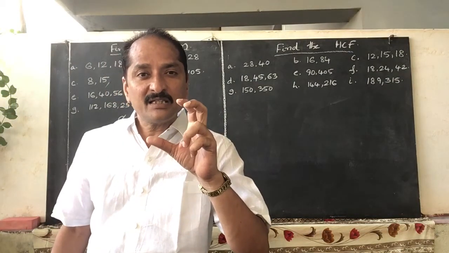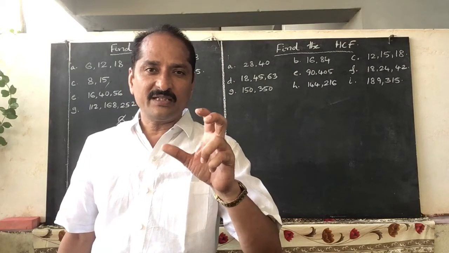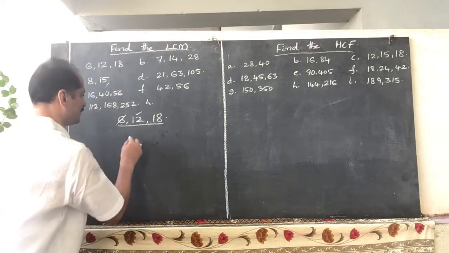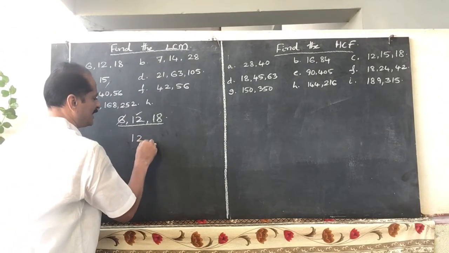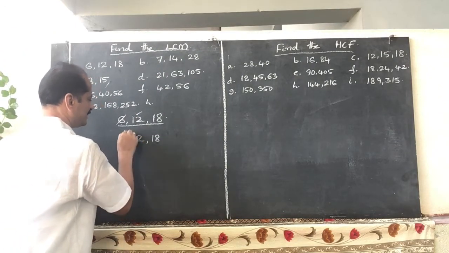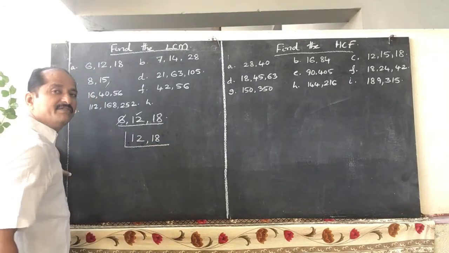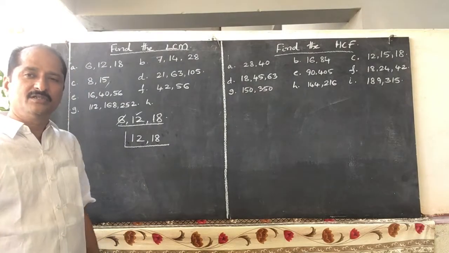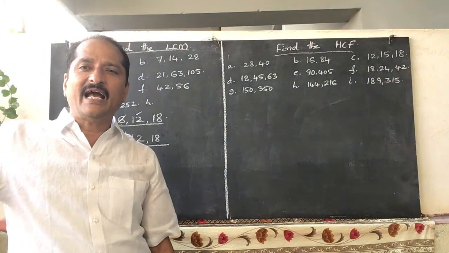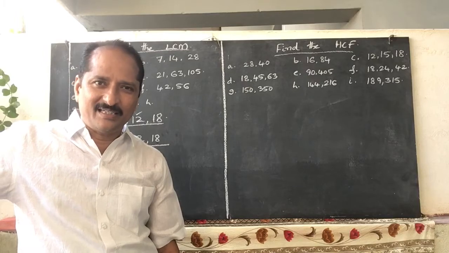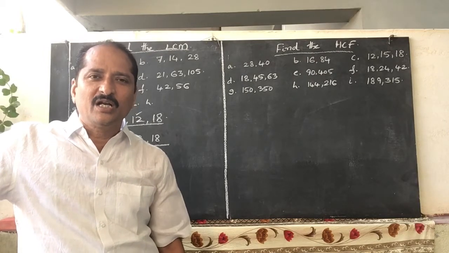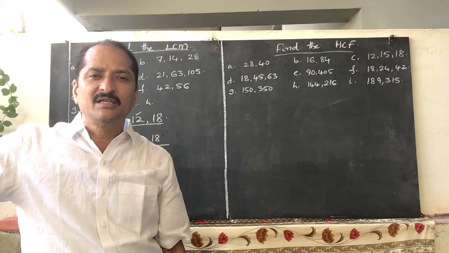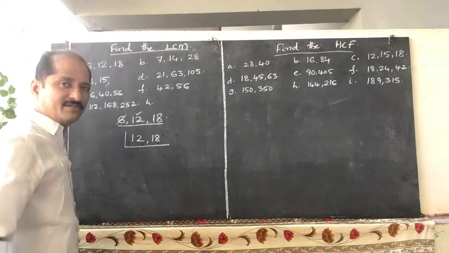We saw the prime factorization method already. Now, how to find the LCM in the division method: divide 12 and 18 in this way, the common division method. Both we are dividing. 12 and 18 have a common factor, that is 2. Always divide with prime numbers only. What are our prime numbers? 2, 3, 5, 7.